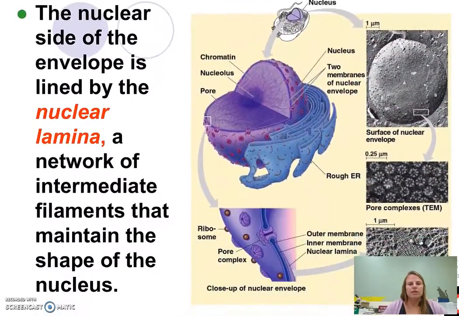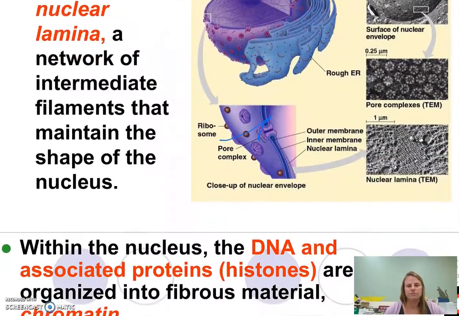The nuclear lamina is what lines the nuclear envelope, and it is going to maintain the shape of the nucleus. So here you can see the pores, and you can see embedded ribosomes that'll be found in the nuclear envelope. And then here you'll notice the nuclear lamina, which is what gives the nucleus some shape.